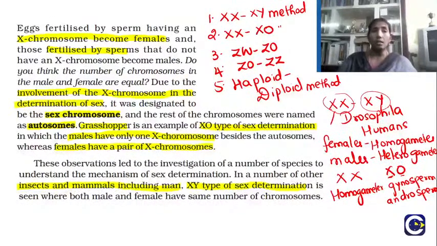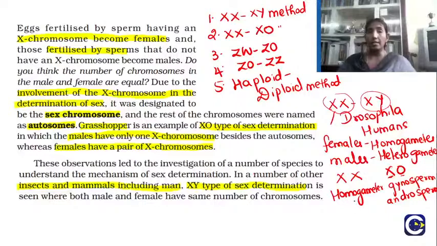See here, if the eggs are fertilized by sperm that has an X chromosome, it becomes a female, and those fertilized by sperm that do not have an X chromosome become a male. So it is the involvement of the X chromosome in the determination of sex that is why it is designated the X chromosome. Another thing, the rest of the chromosomes were named autosomes.